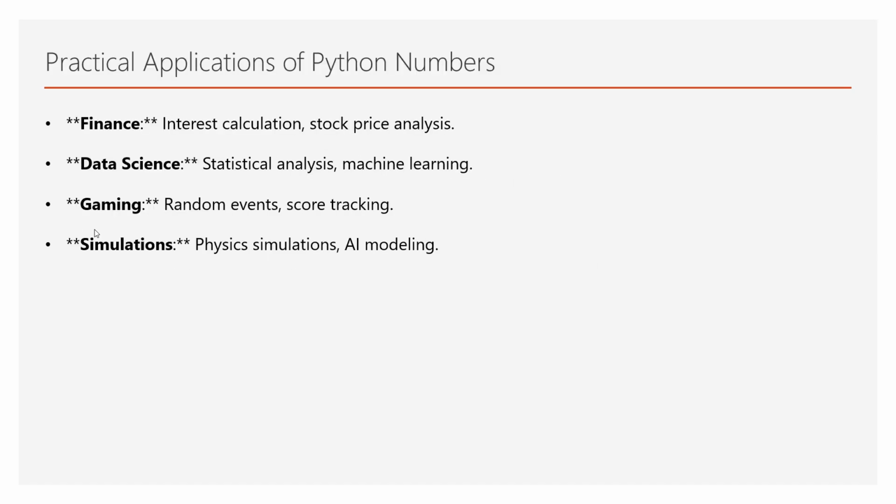Now let us understand some practical applications of Python numbers. As you can see, it is used in many places in real world applications, from finance to artificial intelligence. Their versatility makes Python a preferred language for numerical computing. You can see here, we can use it for finance, for data science, for gaming purposes, and we also use it for simulations.